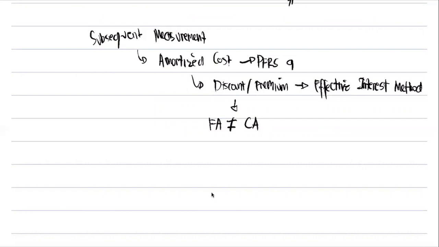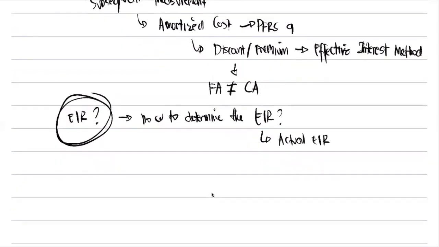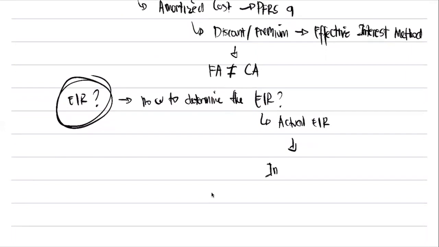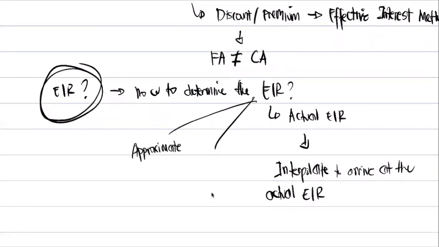So we use your effective interest method. But the problem in your subsequent measurement, guys, is we don't know the effective interest rate. Your effective interest rate is unknown, or your yield rate is unknown. So how do we determine the effective interest rate? To determine the effective interest rate, we use the actual effective interest rate. Therefore, we need to interpolate to arrive at the actual effective interest rate. Why? Because remember, in your financial management, your effective interest rate can be determined in two ways. So you can use two processes. First, that is your approximated effective interest rate or approximated yield rate.